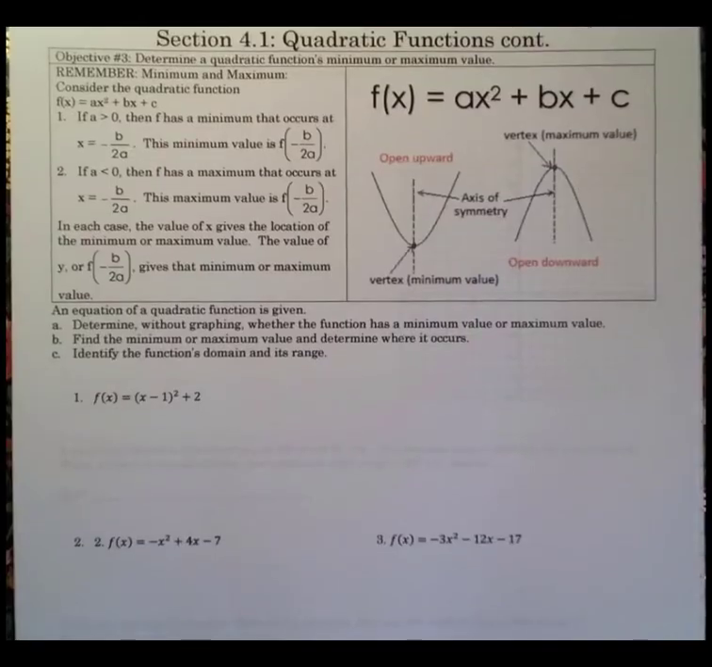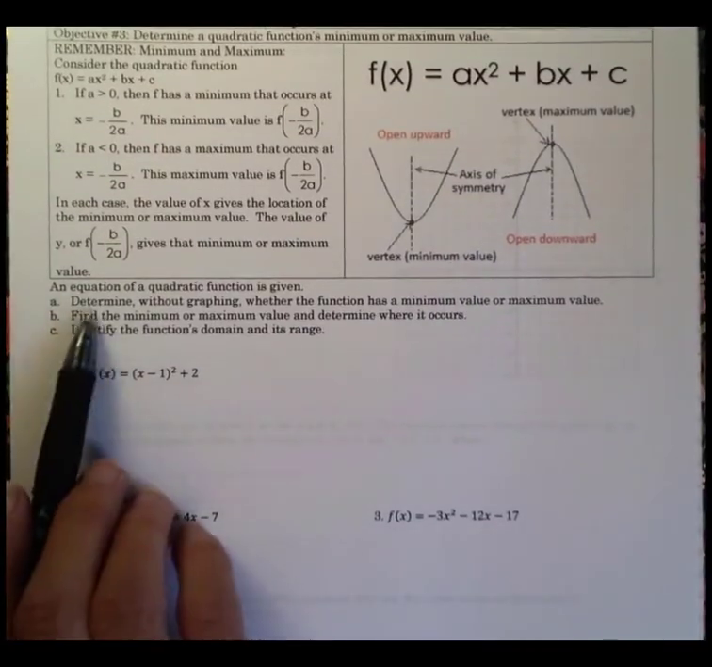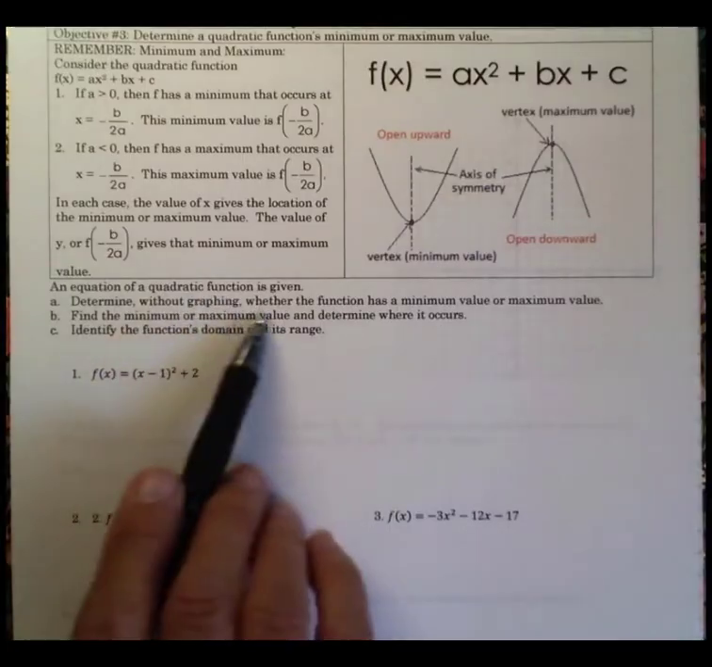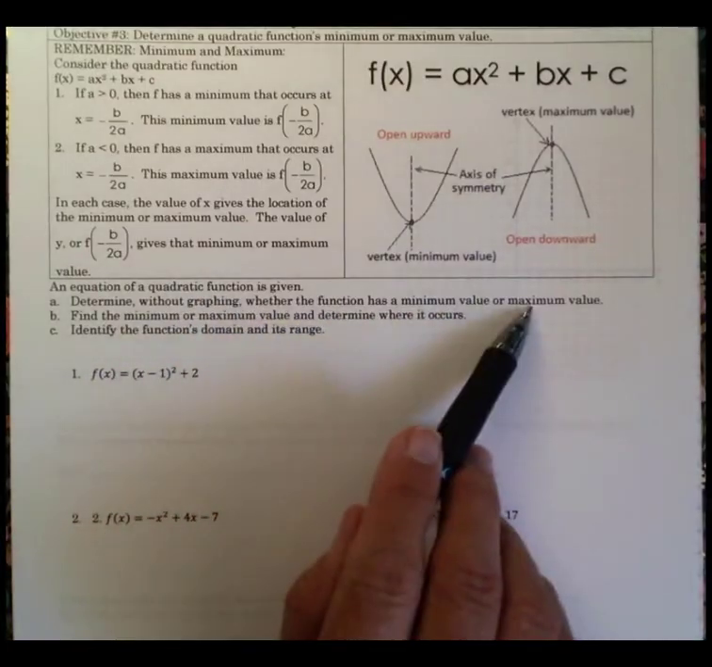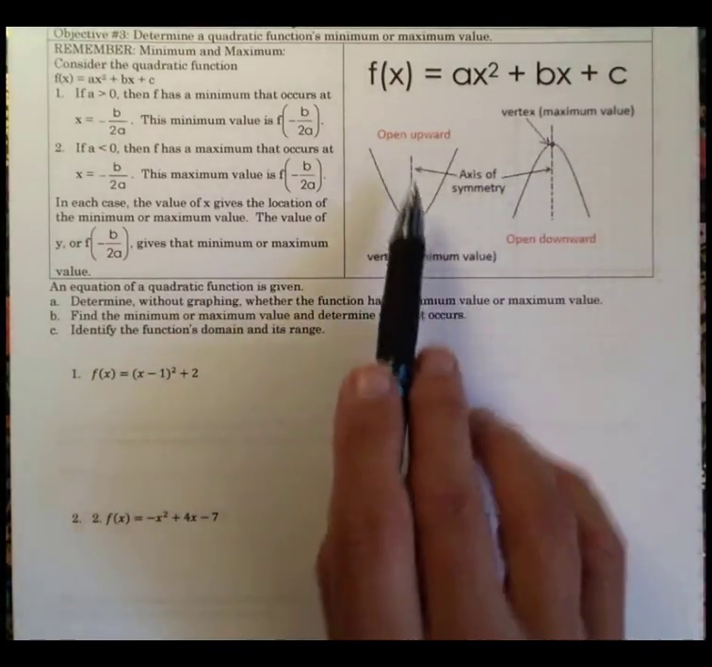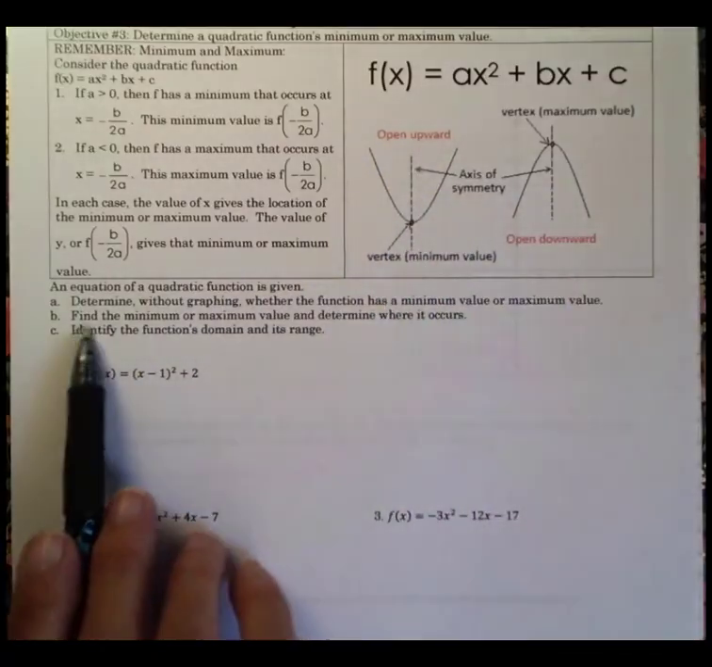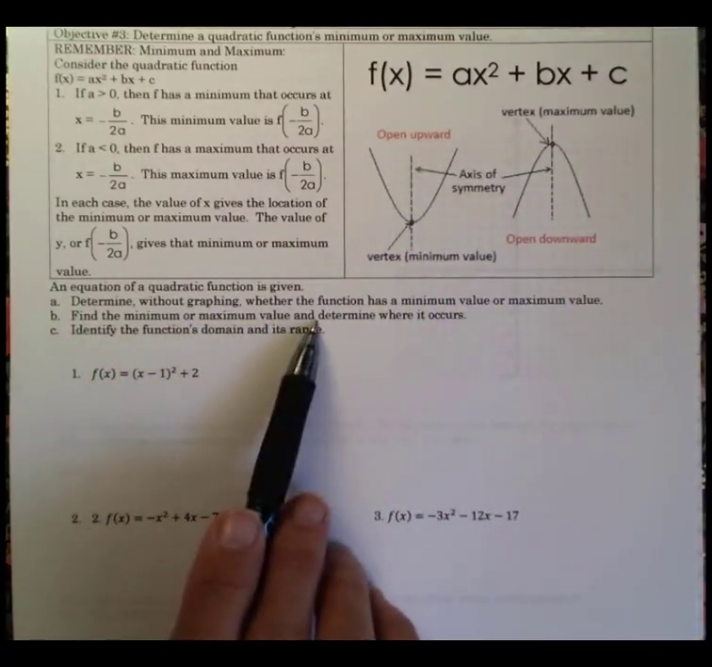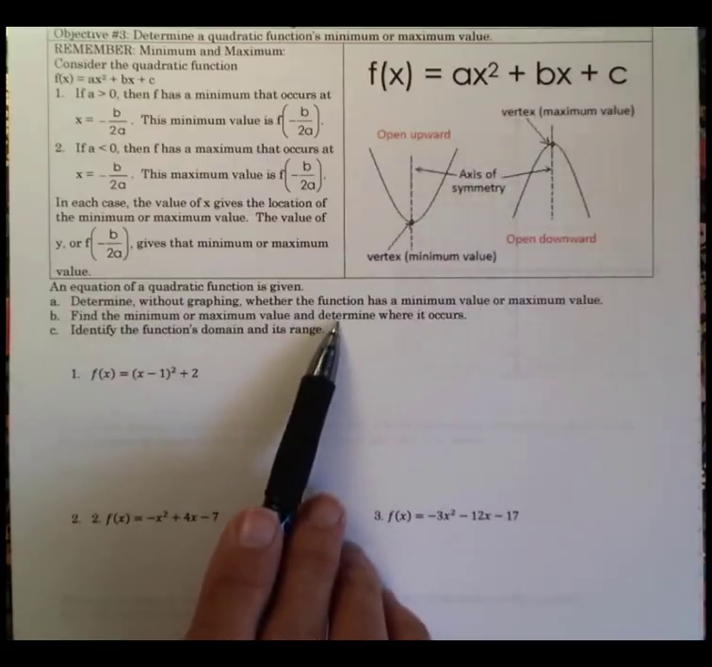And let's take a look down here at a few questions. We're going to see, without graphing it, whether a function has a minimum or maximum value. And all we're really asking is, does it open upwards or downwards? And then we're going to find the minimum and maximum value. We're going to find the vertex, right?